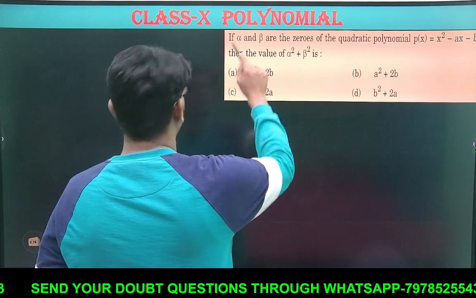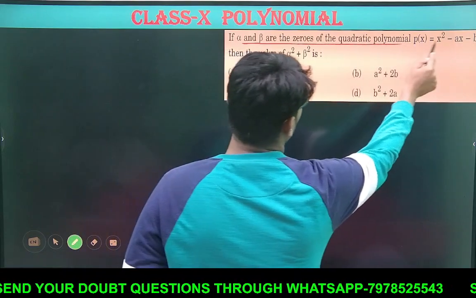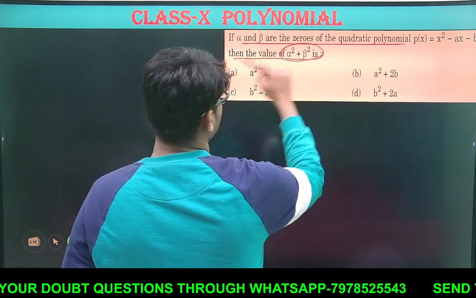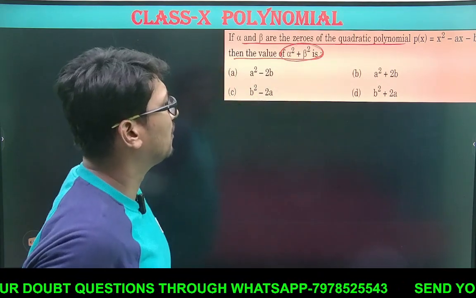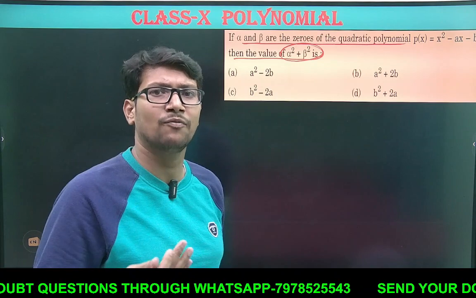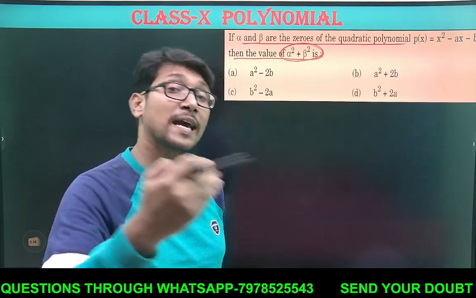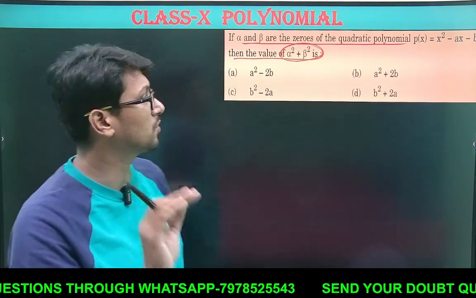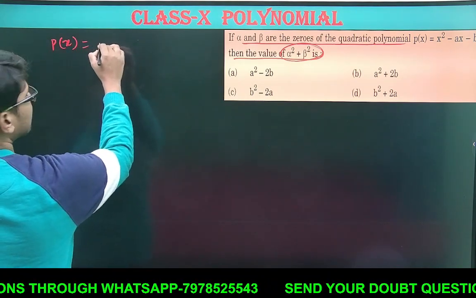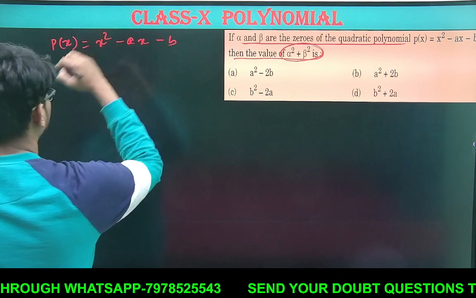It is given, if alpha and beta are the zeros of the quadratic polynomial, then the question is asking the value of alpha square plus beta square. Whenever the question is asking regarding alpha and beta, you take the help of a relation between sum of zeros and product of zeros. So dear student, from the question given here, the polynomial is x square minus ax minus b.